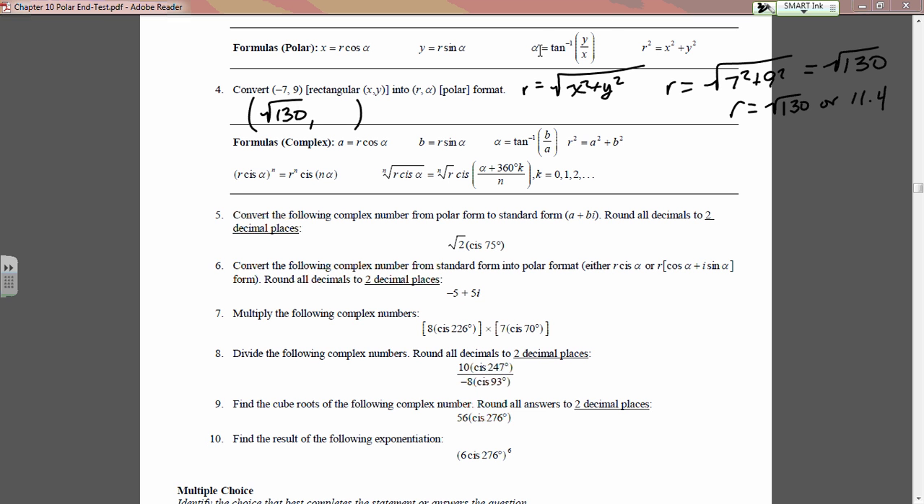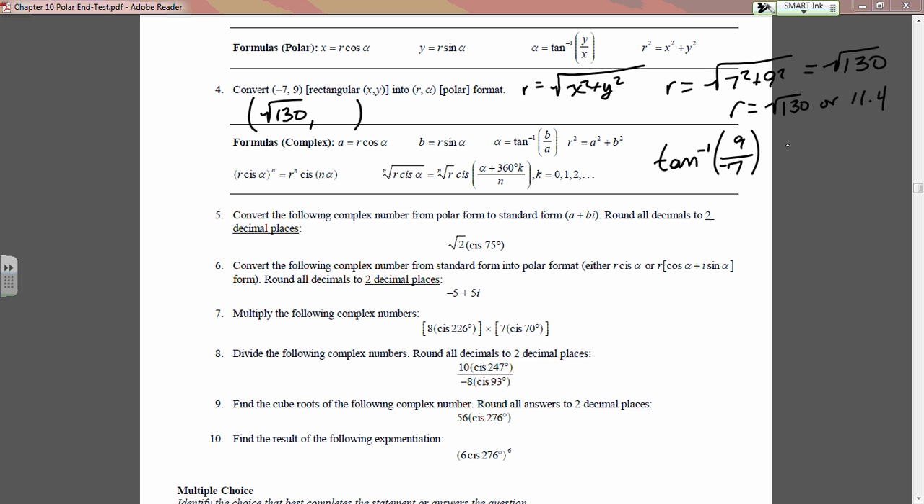Well, here we go. Alpha is the inverse tangent of y over x. So it's going to be the inverse tangent of y, which is 9, over x, which is 7. And of course, the 7 is negative. So just punch that into your calculator.